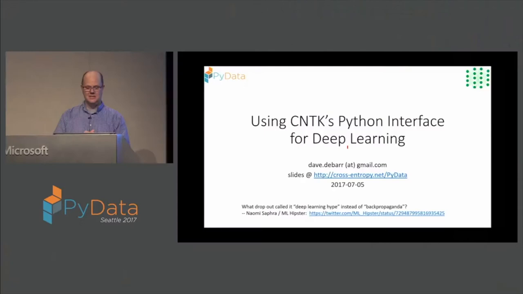Using CNTK's Python interface for deep learning is the title of our tutorial. CNTK is Microsoft's cognitive toolkit, they call it. It used to stand for, I believe, Computational Network Toolkit, but the names have changed, but the theme is still the same. The idea is to support these neural nets with multiple hidden layers for machine learning problems.